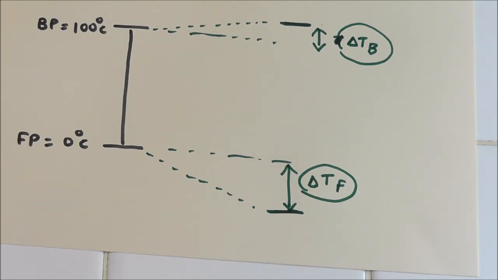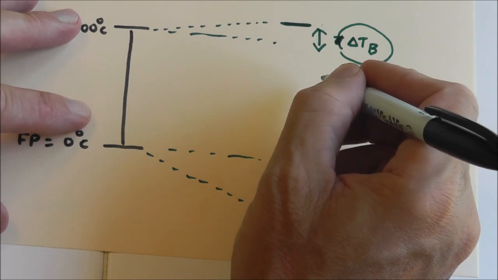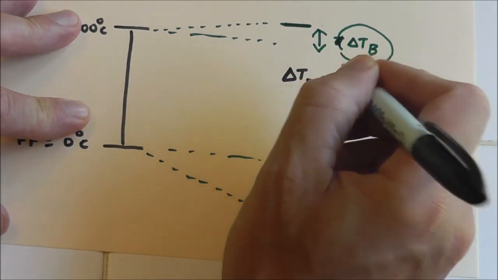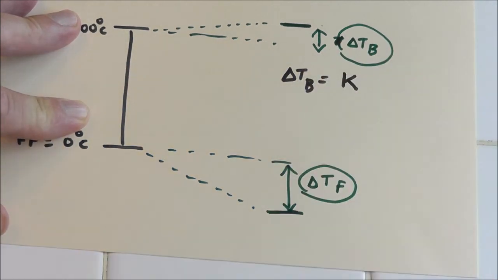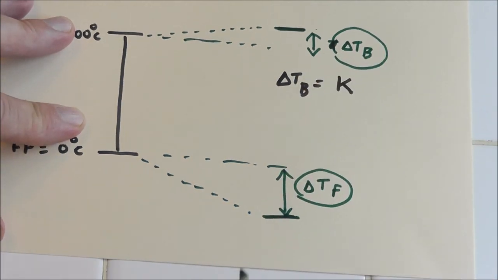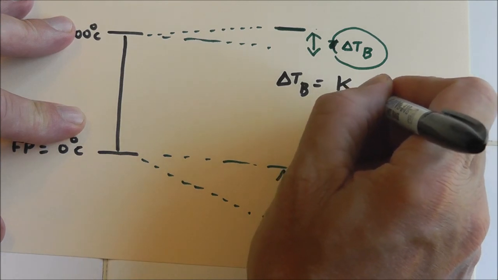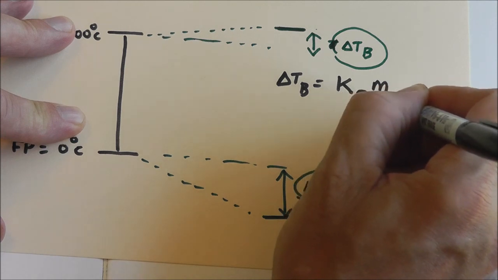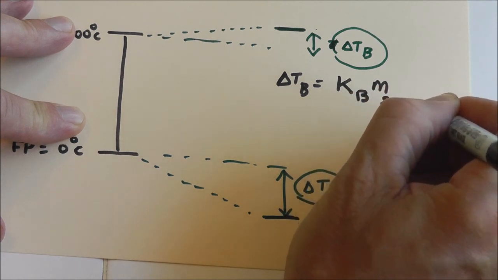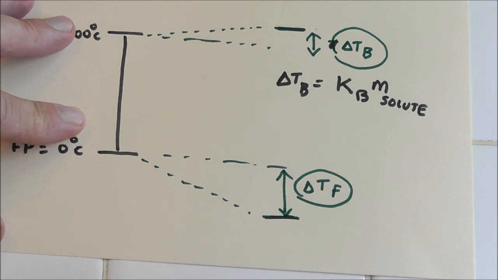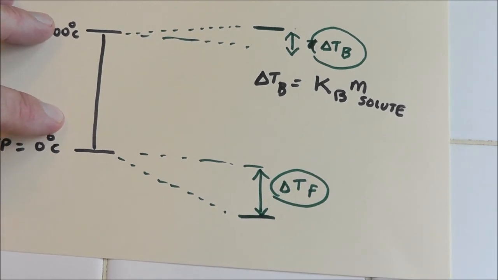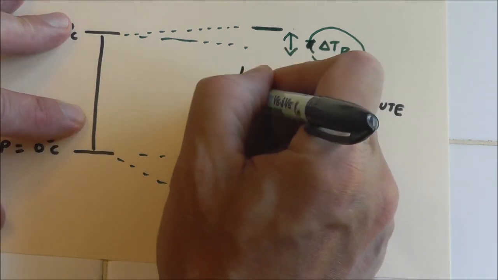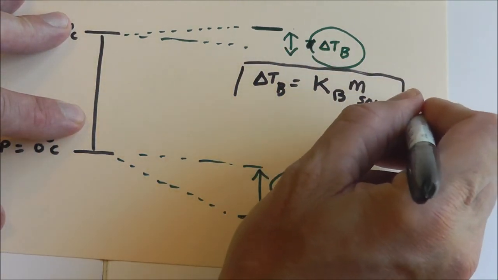So delta TB, this is called the boiling point elevation equation. Delta TB equals a constant. We're going to call it KB, times the molality of the solute. Remember I said molality is useful when we're heating and cooling things because it doesn't change with density. It's a mass-to-mass ratio. So there is the boiling point elevation equation.